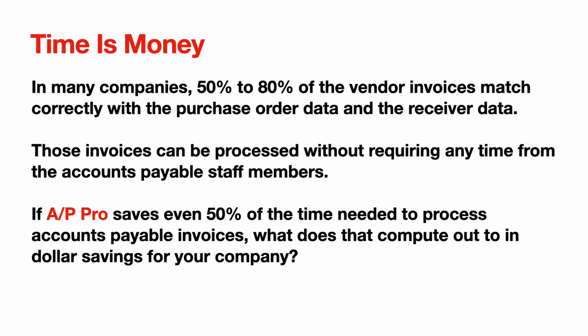In many companies, 50 to 80% of the vendor invoices match correctly with the purchase order data and the receiver data. Those invoices can be processed without requiring any time from the accounts payable staff members. If AP Pro saves even 50% of the time needed to process accounts payable invoices, what does that compute out to in dollar savings for your company?